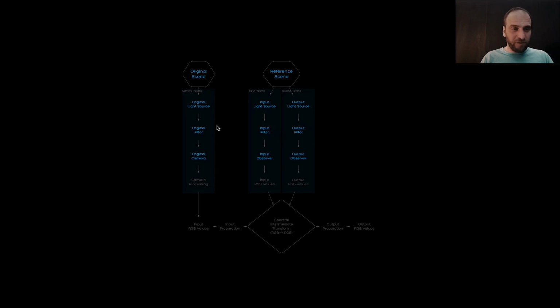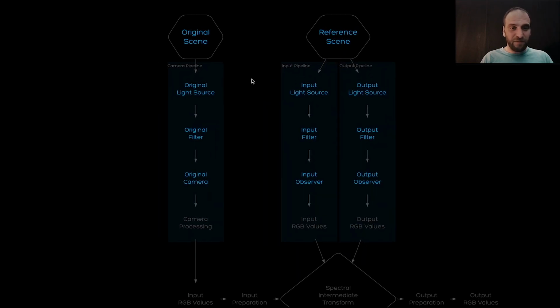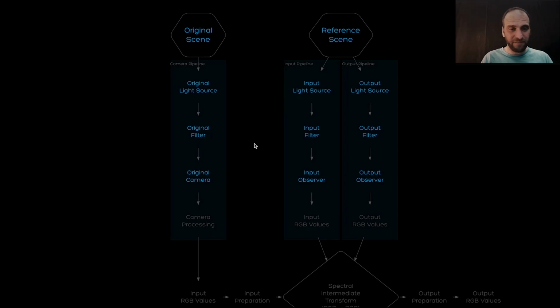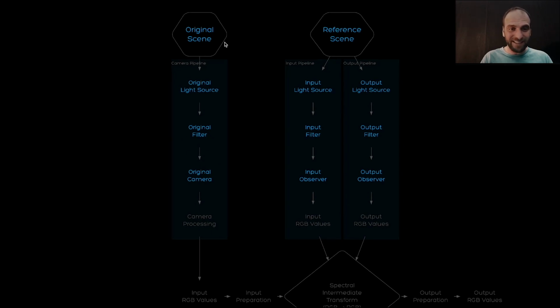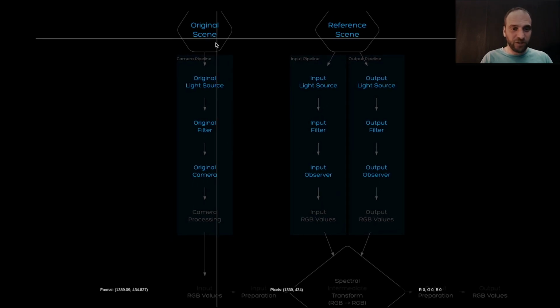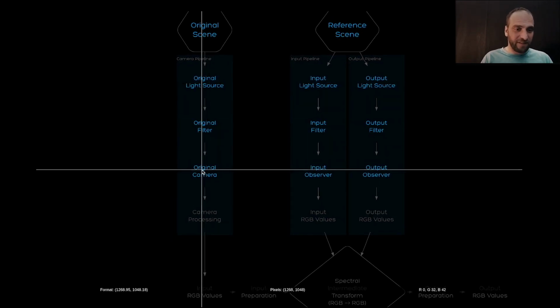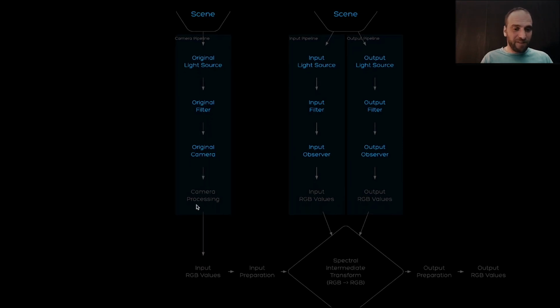Again, an overview of that pipeline here. Everything in blue is calculated or actually performed in spectral domain. This one is real light transport, and that is the spectral calculation. So we have the original scene, original light source, original filter and camera, and some camera processing, and we get basically RGB here on the input.